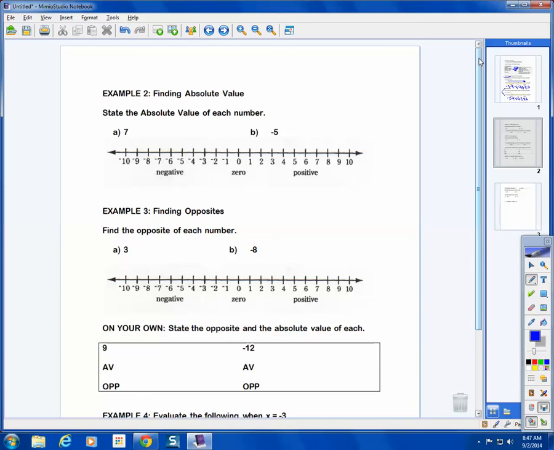Okay, example 2 is talking about finding absolute value. What does your definition say again, Tim, about absolute value? It's how far it is from 0. It's how far a number is away from 0, okay? What I might do is make a note: absolute value is always positive, except for what value? 0. Always positive except for 0.